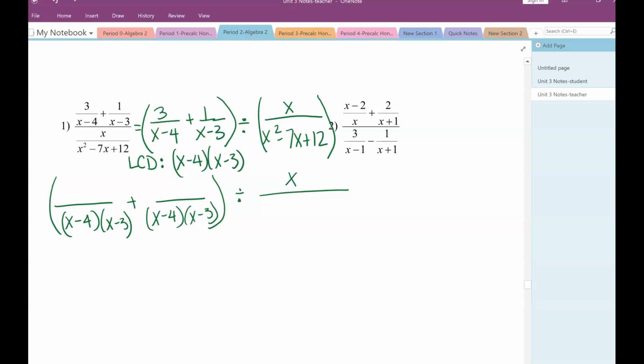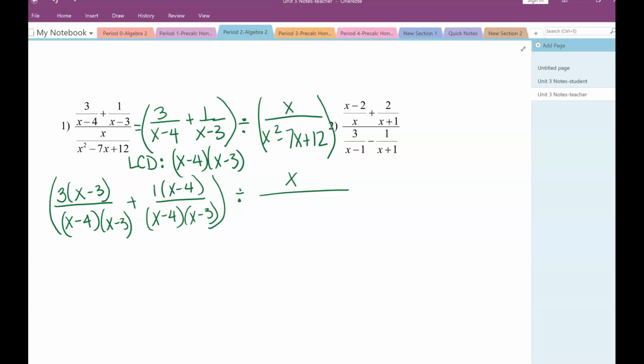Okay. First numerator. What should we multiply the 3 by? X minus 3 is right, because that's what was new or changed. Would you guys agree? So 3 times x minus 3. Second numerator. What should we multiply the 1 by? X minus 4 is right. Technically, guys, you can write 1 times x minus 4, or you can just straight up write what? X minus 4.